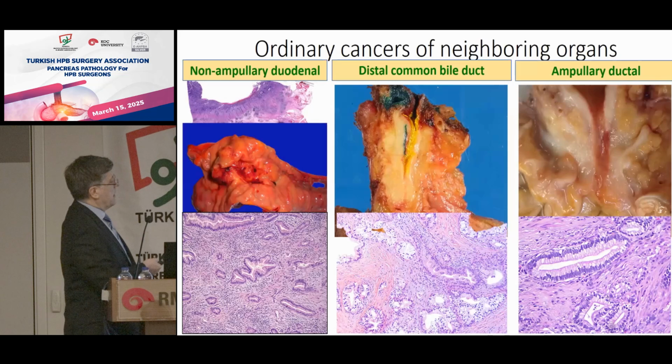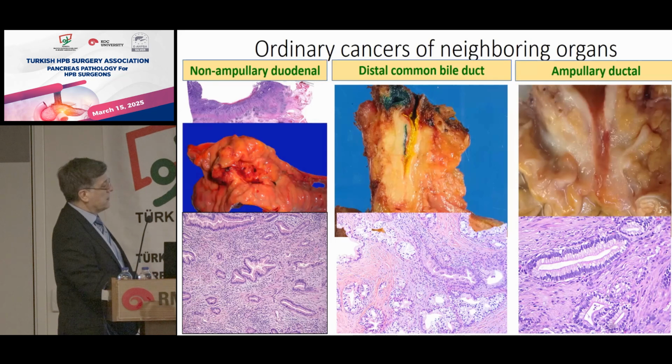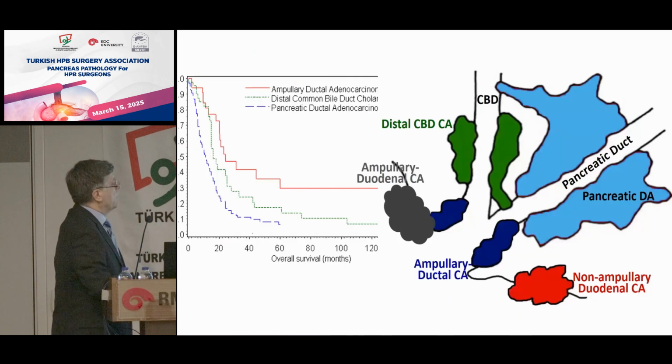Here are examples. This is distal common bile duct cancer. This is a non-ampullary duodenal cancer that has pancreatobiliary features, and ampullary ductals that have overlapping morphology, but they have the same aggression, similar immunophenotype, etc. Having said that, depending on where they are localized, of course, they have some subtle differences and behavioral differences.